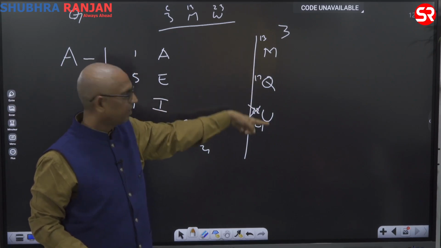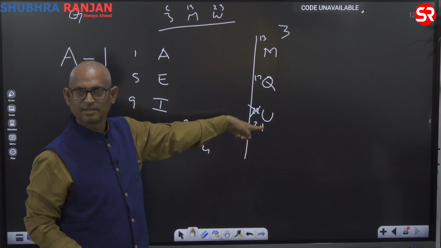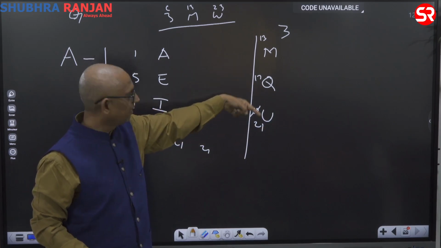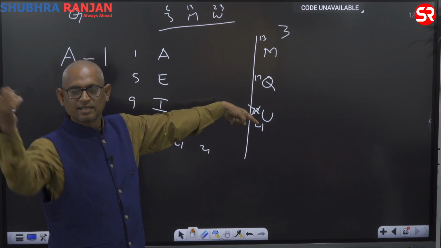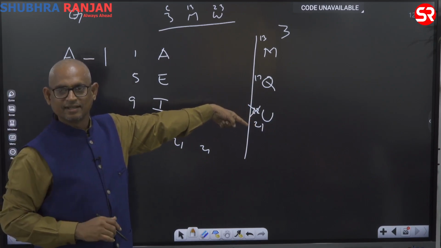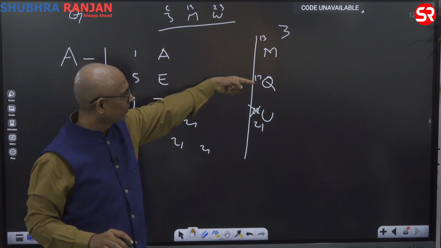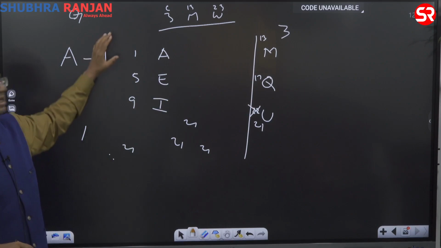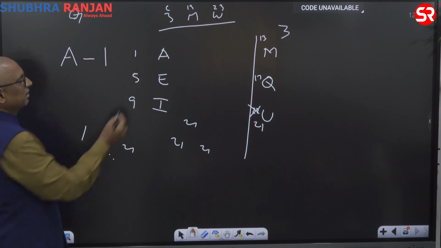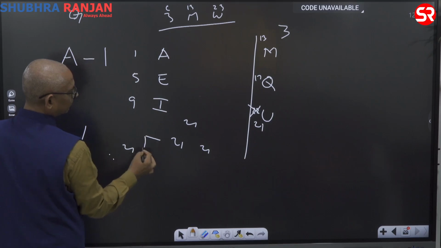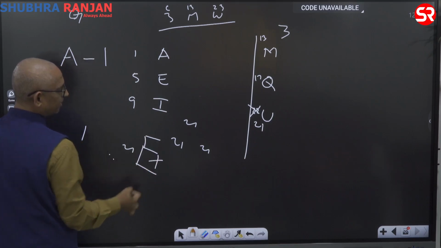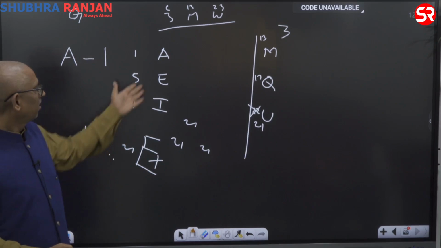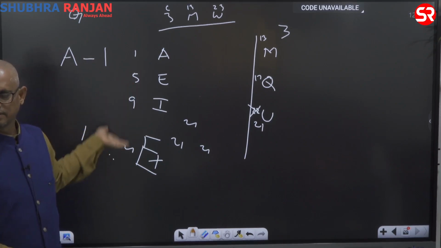Now M 13, Q 17, U 21: M, Q, U. Multiple questions in UPSC examinations come in CSAT. Remember, multiple questions: MQU. Vowels: AEI. So A is always 1, E is 5. This is 5. Okay. This is E. Got it, na? Yeah.